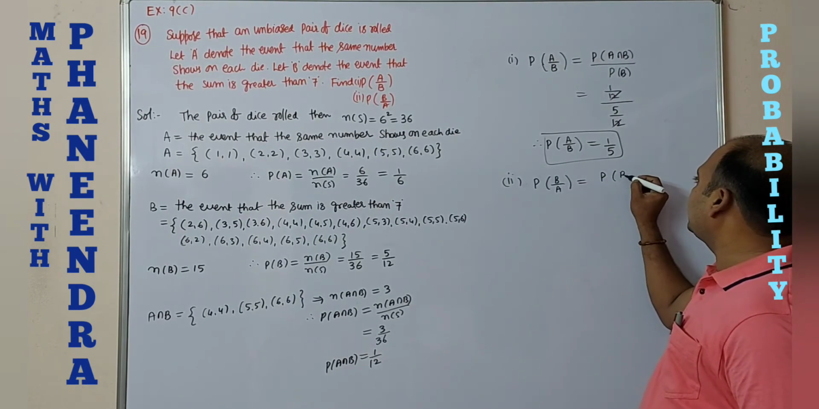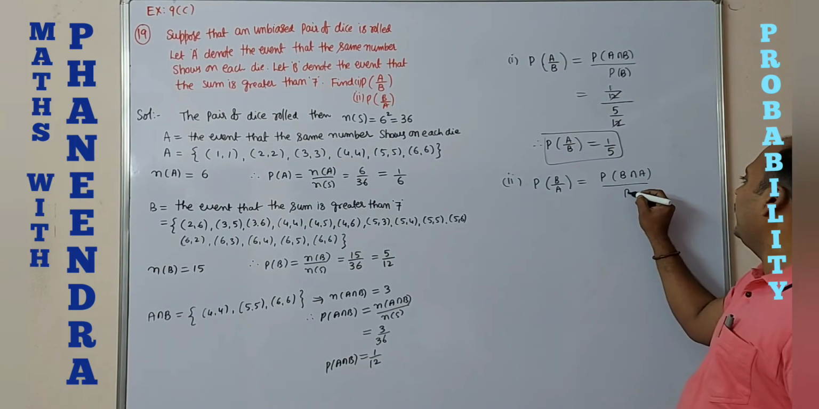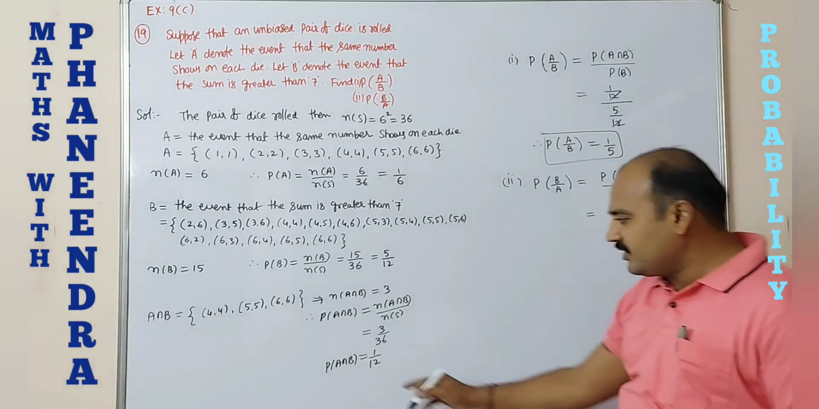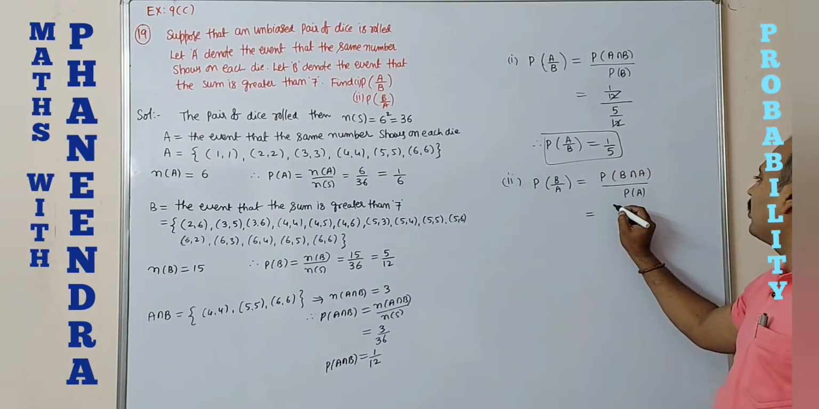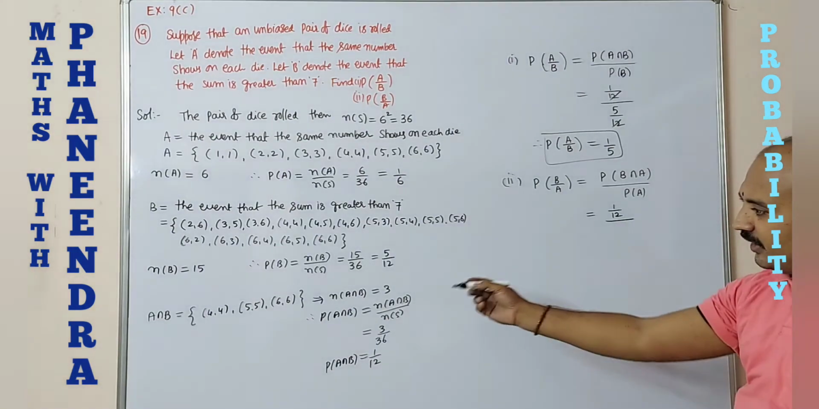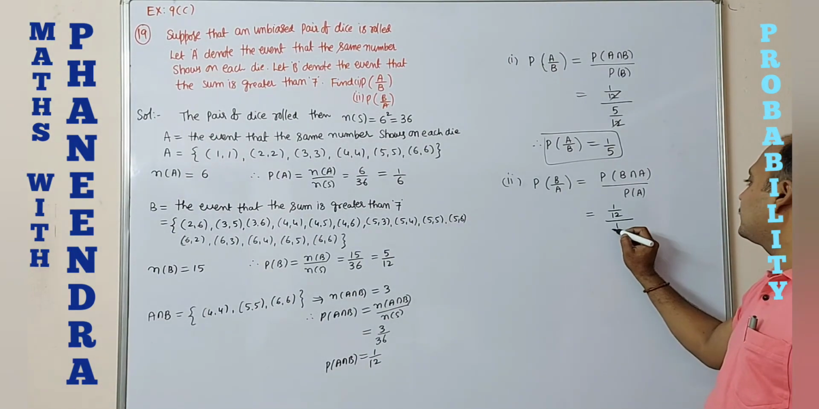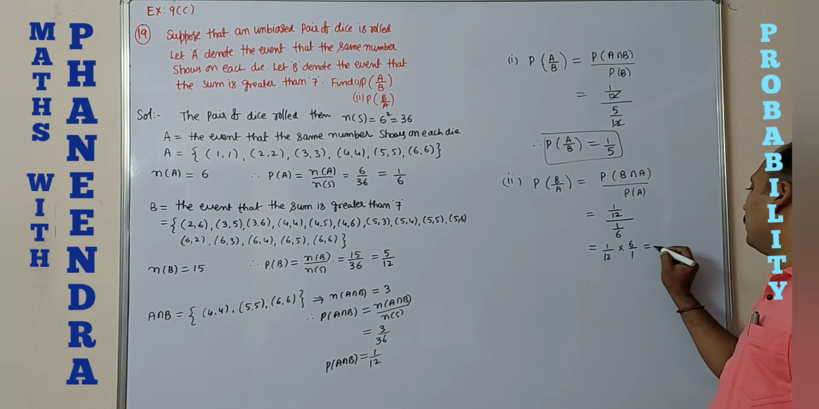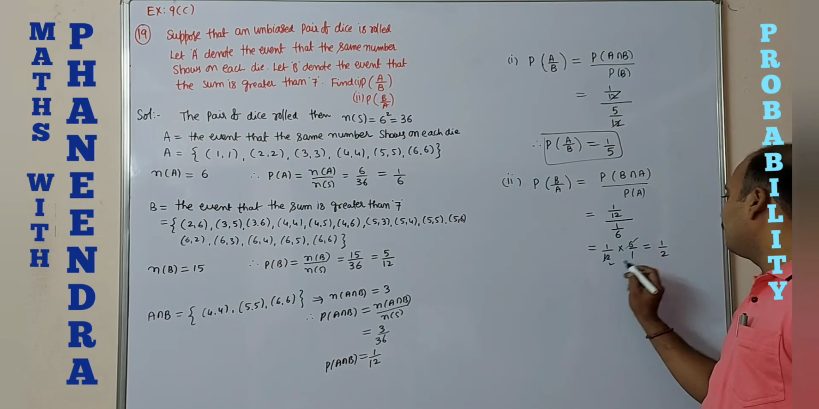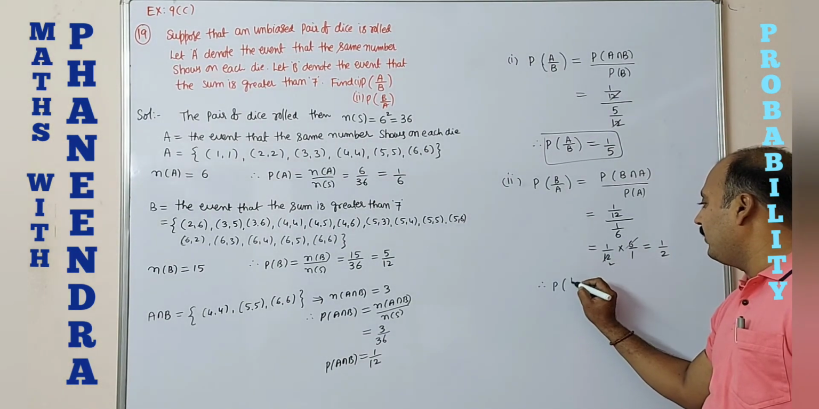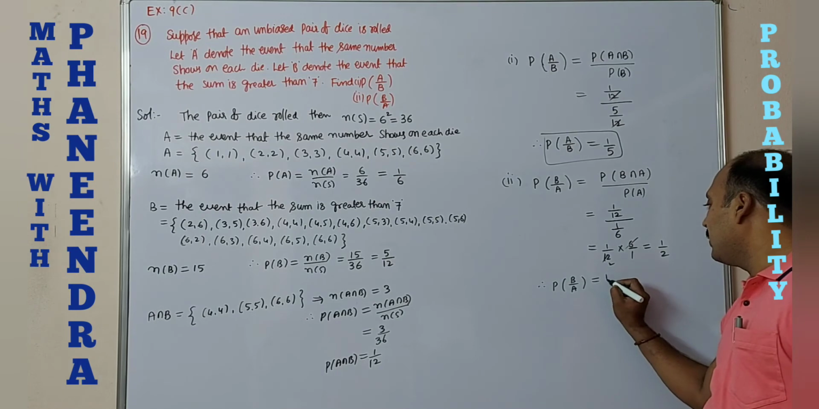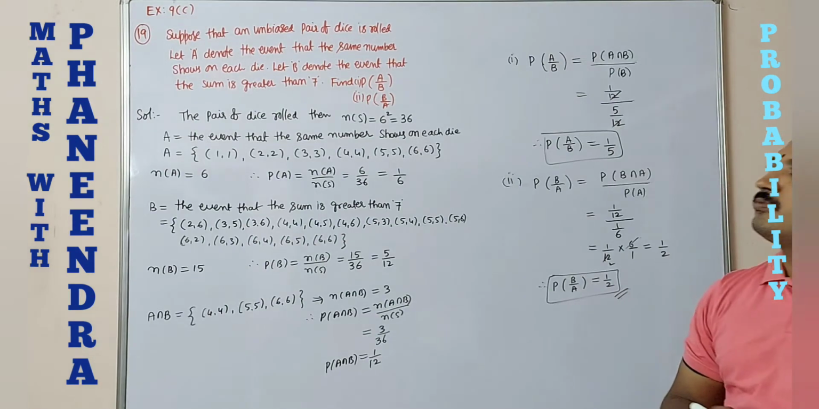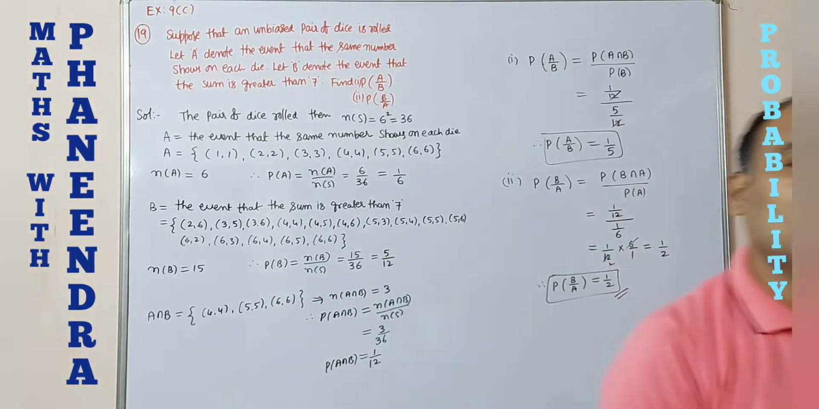Similarly, the second one, P of B given A, or B by A. So P of B intersection A by P of A. What is P of B intersection A? A intersection B and B intersection A are both the same. 1 by 12 by P of A. P of A is 1 by 6. So which is equal to 1 by 12 into 6 by 1. 6 ones are 6, 6 twos are 12. So therefore P of B by A is equal to 1 by 2. I hope you people understand. We'll move on to the next question.